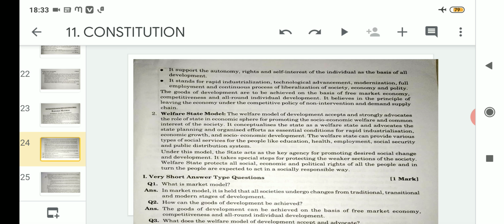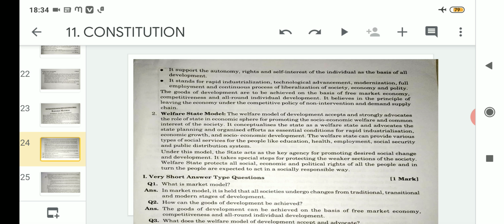The market model always supports rapid industrialization. Whatever the process of industrialization is, if it is rapid, then it stands for that. Then technological advancement, in terms of technology it should also be advanced. Then modernization should be there. Then full employment and a continuous process of liberalization of society, economy, and polity should run along with that. So the market model as a whole supports political development, and the autonomy, rights, and self-interest of the individual.